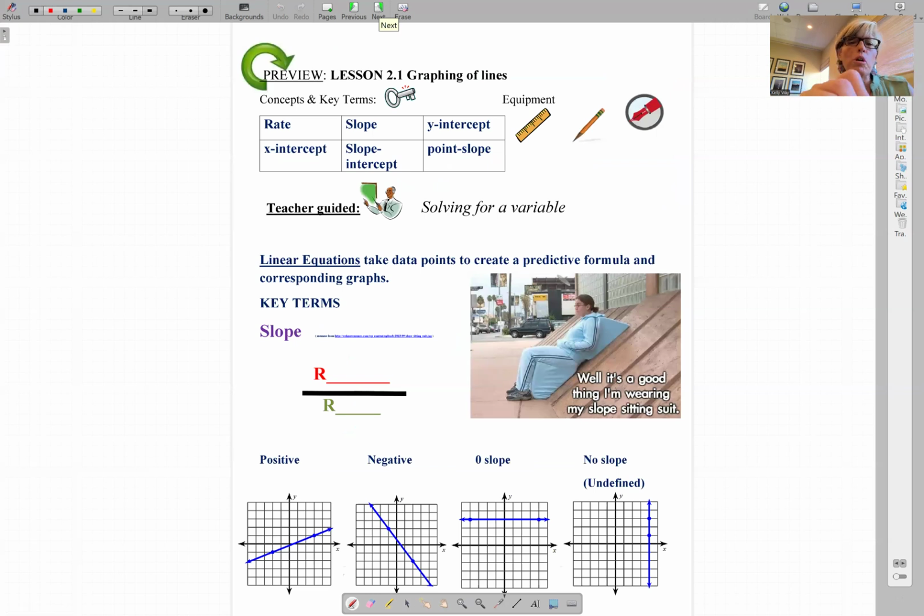Today, your vocabulary words are rate, slope, y-intercept, x-intercept, slope-intercept, and point-slope form.